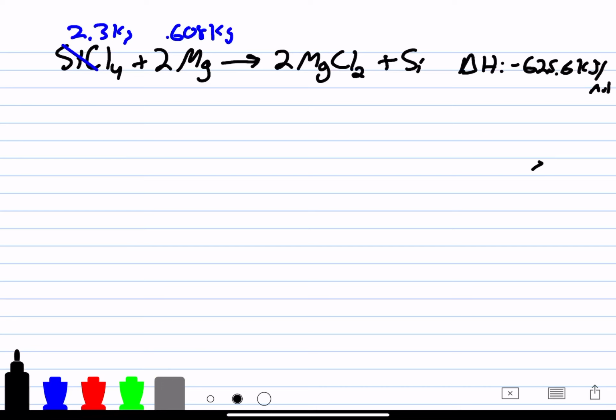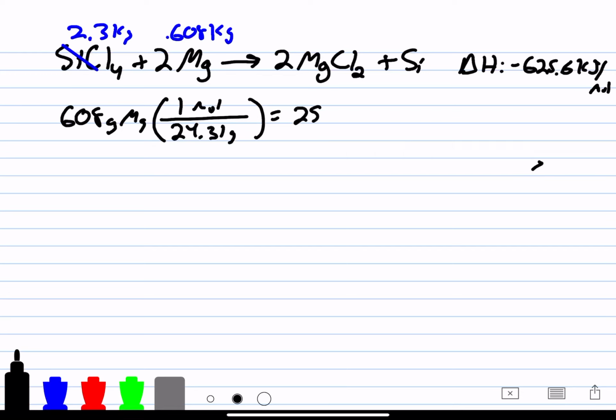So if we have 0.608 kilograms of magnesium, that's going to be equal to 608 grams of magnesium. 608 grams of magnesium divided by the molar mass of magnesium, which if you look at your periodic table is 24.31 grams per 1 mole. We are left with 25.01 moles.